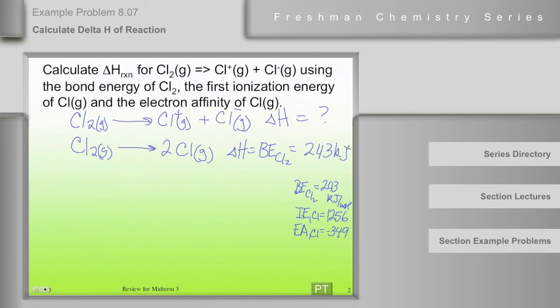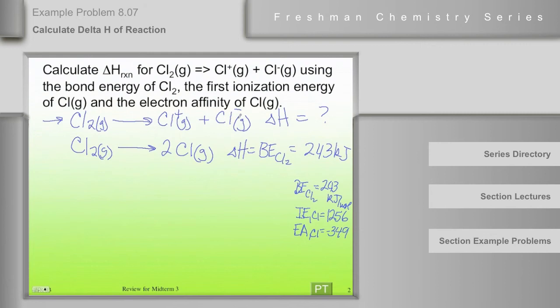Okay, so we've got the dichlorine that we need in the target equation here. But we have two chlorine atoms and we need to get rid of those. So we need an equation that will get rid of one of the chlorine atoms. And we also need products over here, Cl plus and Cl minus.